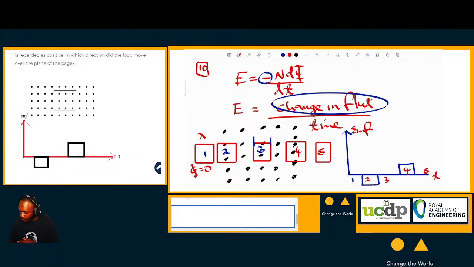That's why you see on my graph there, I have put to indicate that because the flux has increased, the change in flux is positive because it's increasing. But because of the equation, according to Lenz's law, because of the negative there, that's why we see the EMF is on the negative side.